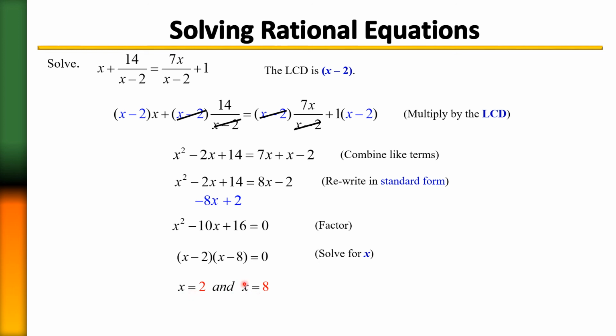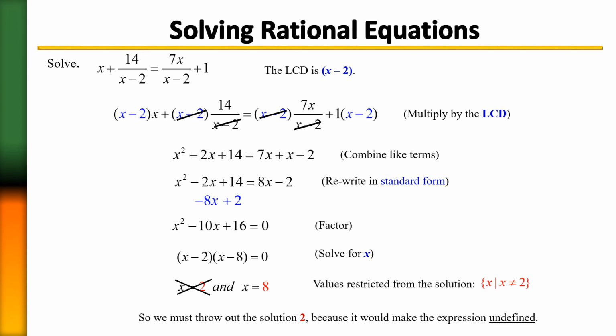How about the 8? If we plug an 8 in where the x is, it is not going to give us a 0. So 8 is fine. We get to keep our solution. The only number that would make this one undefined is the 2. So we throw that out, and the solution to this equation is simply 8. And there you have it, solving rational equations.